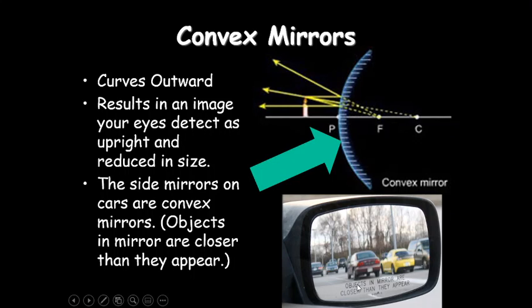The reason you want to do that in a car is you want an object to appear closer than it really is, so that you can judge distance. You can have at least a split second to avoid that car that's going to crash into you or move out of the way. And those split seconds, especially if you're moving really fast, they do matter. Okay, a second, less than a second, they do matter. So the side mirrors on cars are convex mirrors. Objects in mirrors are closer than they appear. And they'll even have that little thing there on some cars.